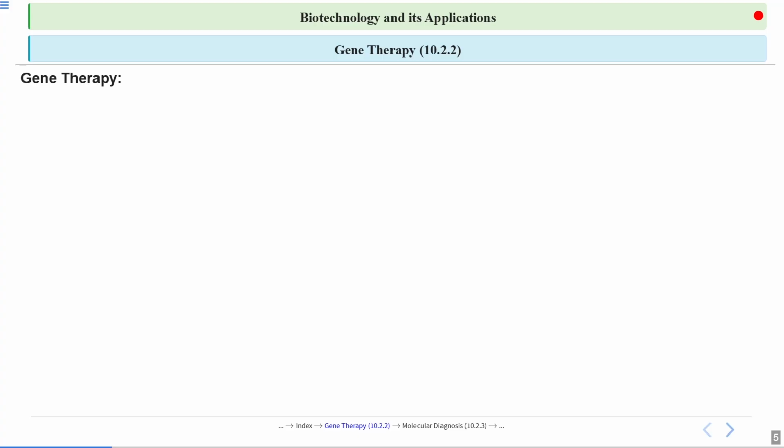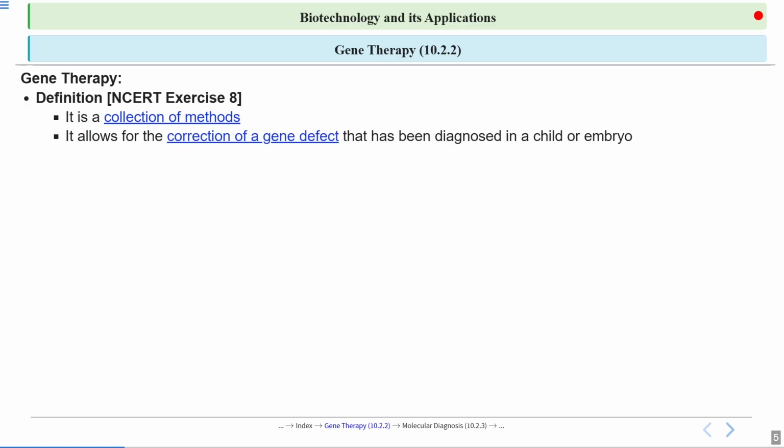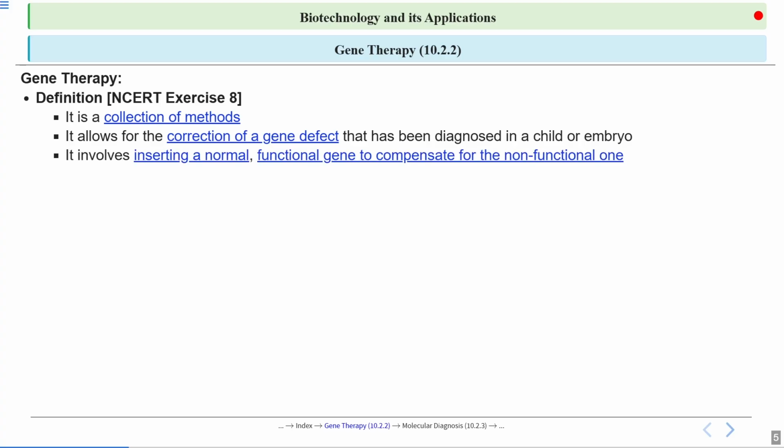So gene therapy. What is gene therapy? According to the definition given in NCERT, and with the help of this slide you can also answer NCERT exercise question number 8. Gene therapy is a collection of methods which allows for the correction of a gene defect that has been diagnosed in a child or embryo. It involves inserting a normal functional gene to compensate for the non-functional one.